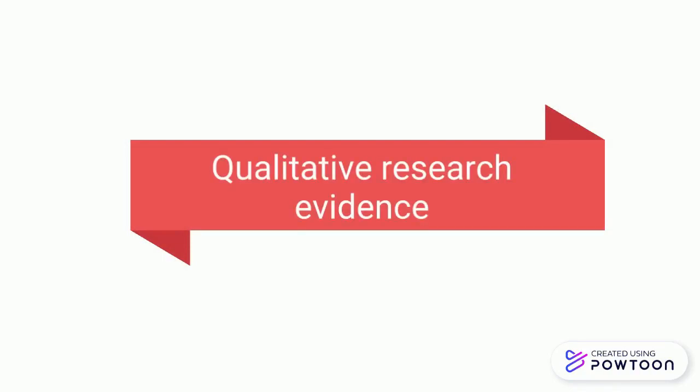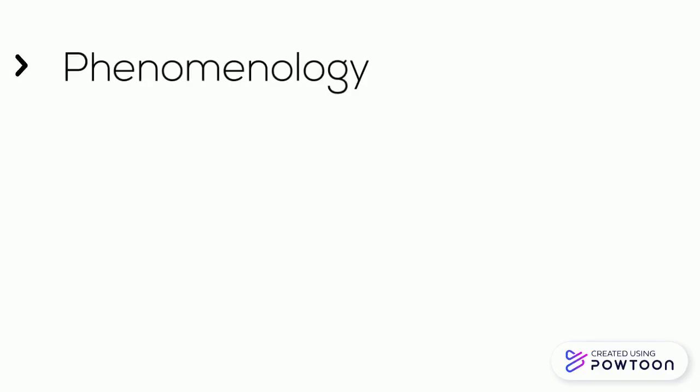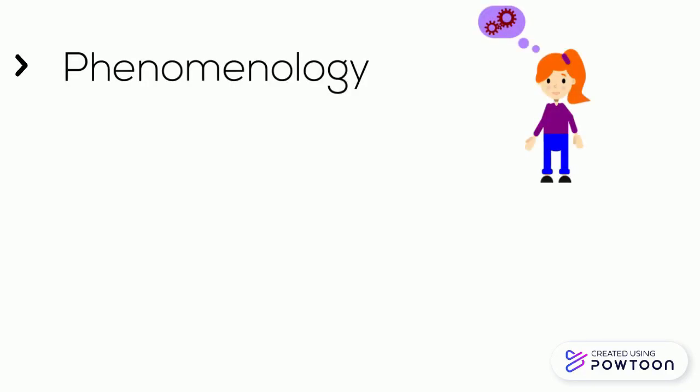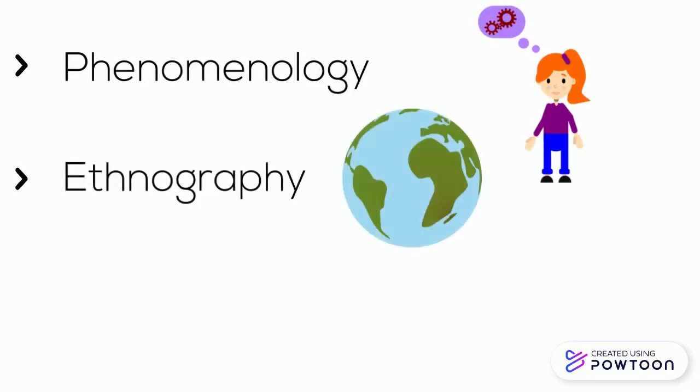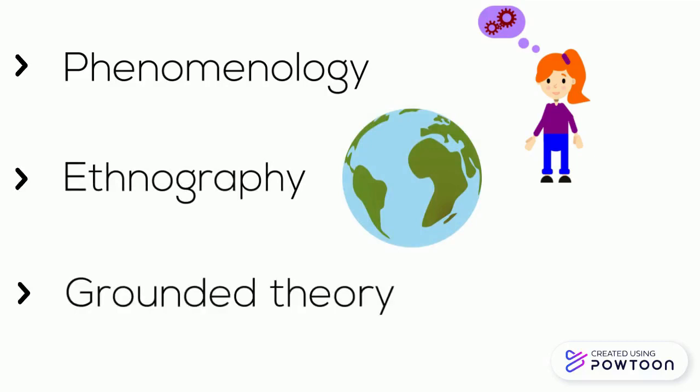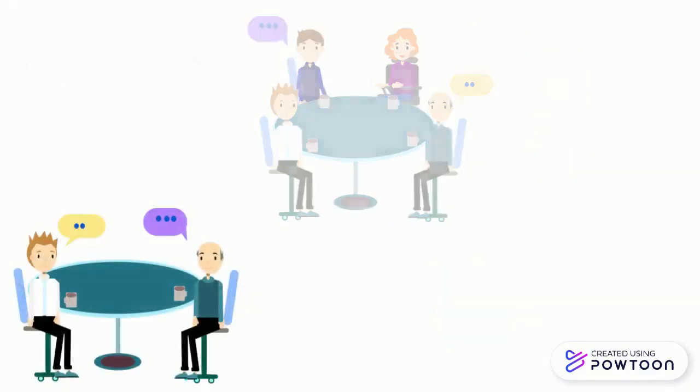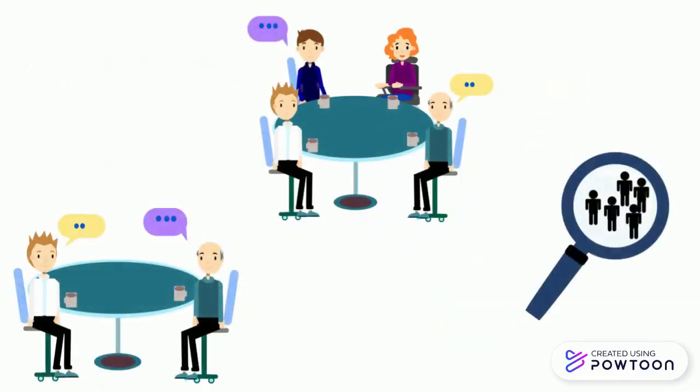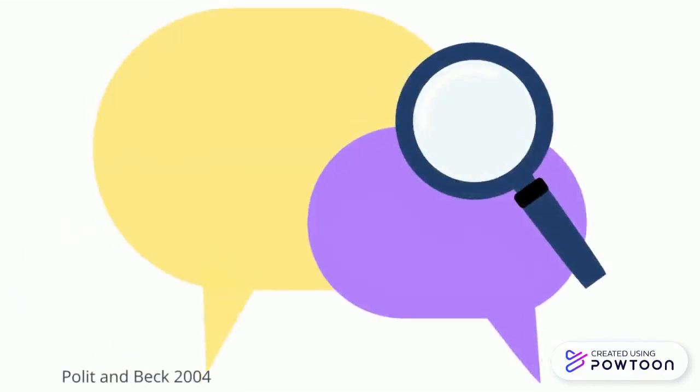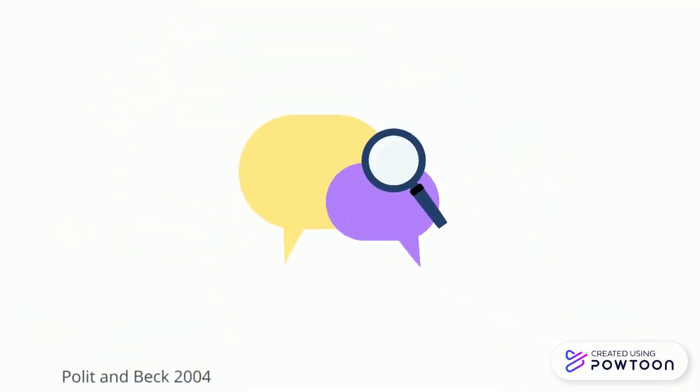Now let's recap on qualitative research evidence, which aims to understand people's beliefs, experiences and attitudes. There are three main types of qualitative research. Phenomenology aims to understand lived experiences, ethnography is the study of people in their own environment, and grounded theory aims to develop theories. Qualitative data are not numerical and are most commonly collected through interviews, focus groups and observation. Data analysis involves reducing large masses of data into smaller, more manageable segments.